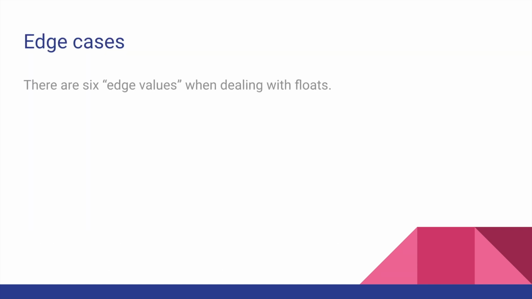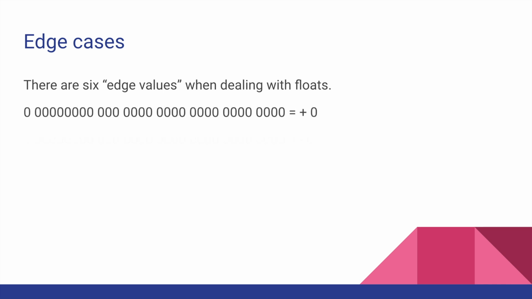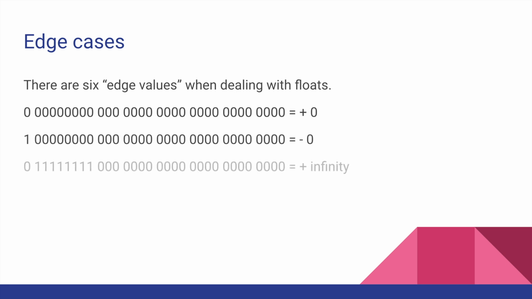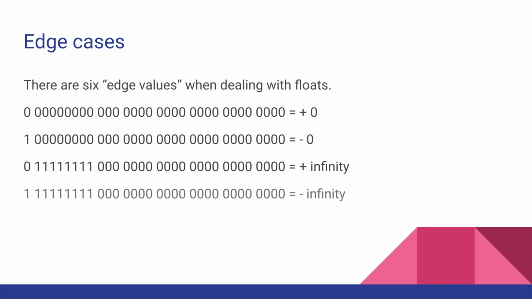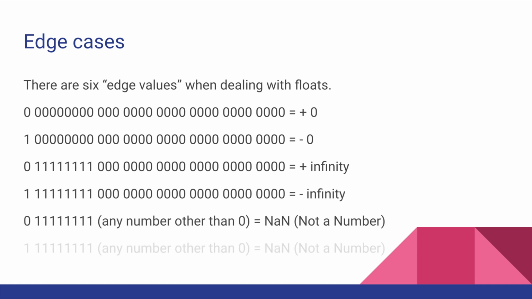Okay, there are 6 edge values when dealing with floating point numbers, and these are always brought up in exams. So we have to deal with them. We have positive 0, negative 0, positive infinity, negative infinity, a positive value that is not a number, and a negative value that's not a number.